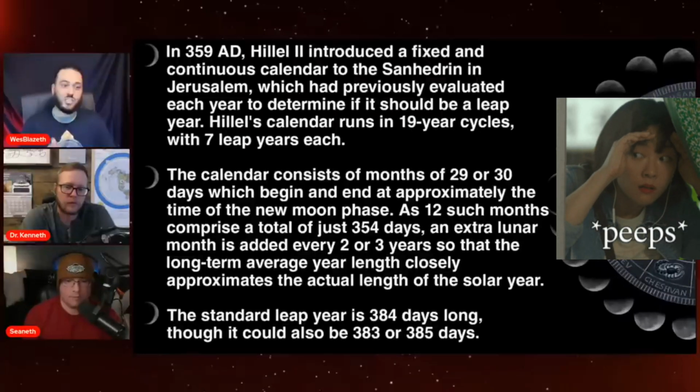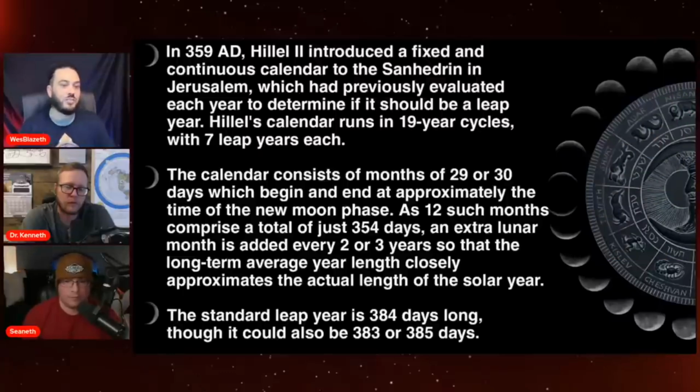Peep this. An extra lunar month is added every 2 or 3 years so that the long-term average year length closely approximates the actual length of the solar year. They add that 13th month so that they can reckon their calendar to be closer to the solar year. That's why it's done. Isn't that interesting?